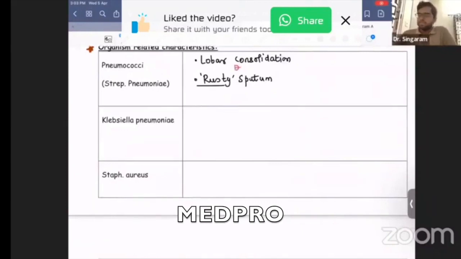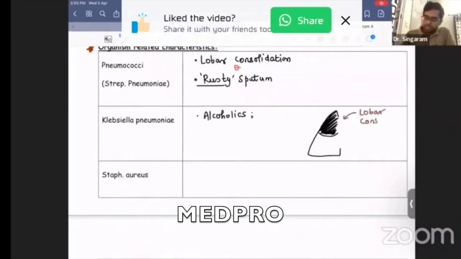Then what about Klebsiella? Klebsiella pneumoniae has a very important association with alcoholics. Don't forget this. It is associated with alcoholics. The second important point about Klebsiella pneumoniae is to think of the X-ray picture like this. It causes lobar consolidation. This is the lobar consolidation it is going to cause. I'm writing it causes lobar consolidation. What else can it be associated with?